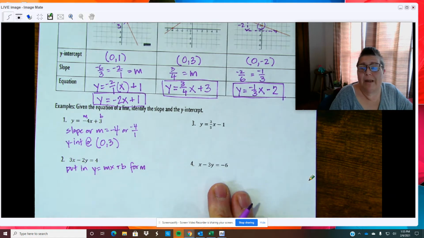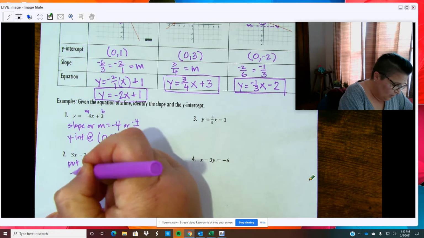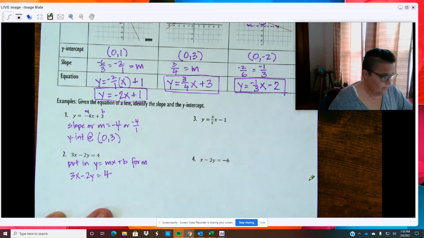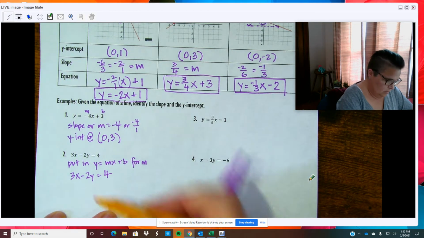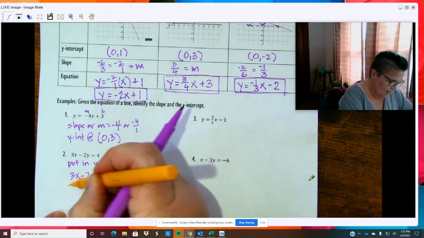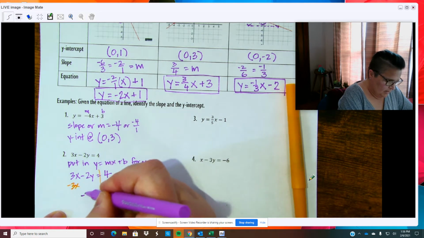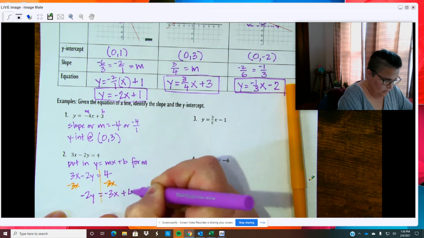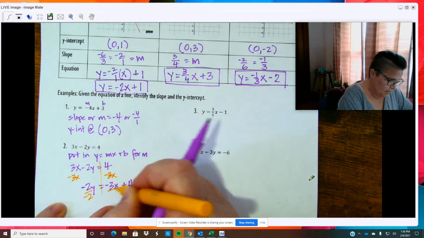I need to rearrange this into y equals mx plus b form. So 3x minus 2y is equal to 4. There we go. I need to isolate that y. So I'm going to subtract 3x from both sides. -2y is -3x plus 4. And then I'm going to divide everything by -2.